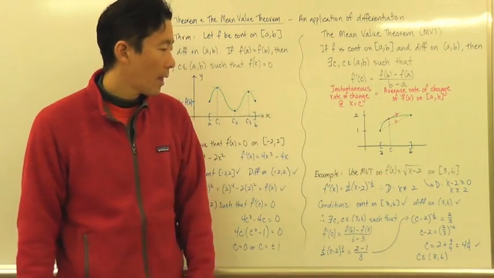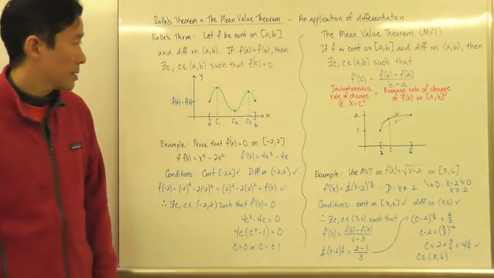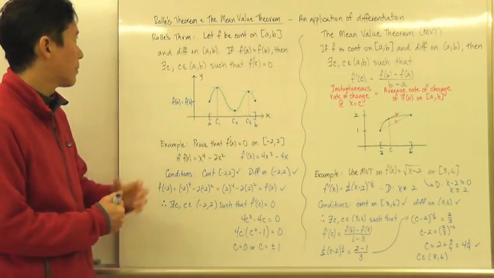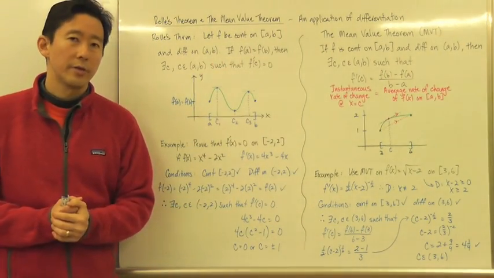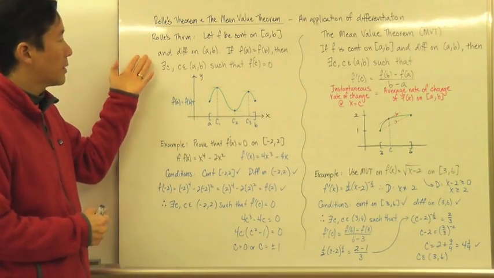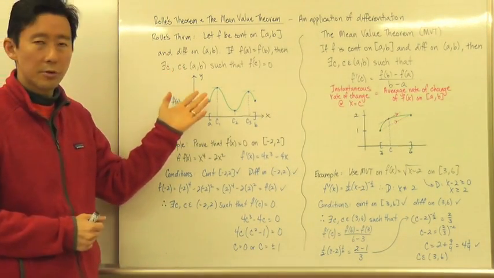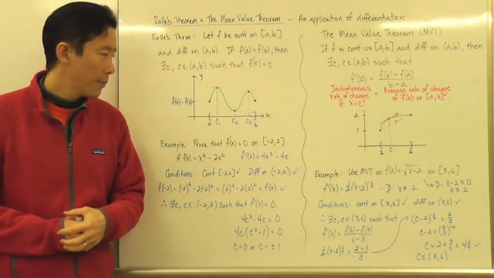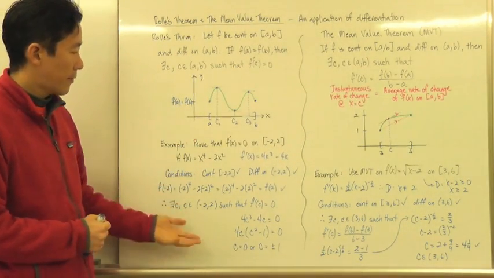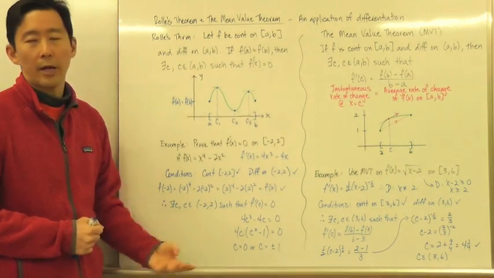Right there. So, let's go ahead and wrap up things. Rolle's theorem and the mean value theorem are both applications of differentiation. Again, so long as we can make sure that our conditions are true, then we can state that the result is true as well. And we need to go one step further and actually be able to find out what that value of c is.